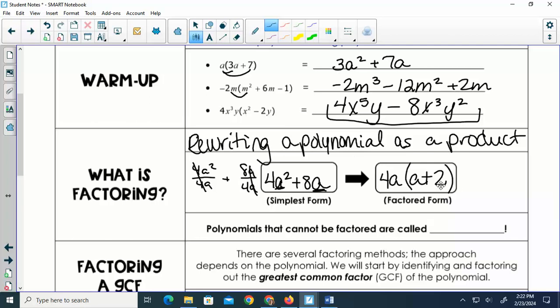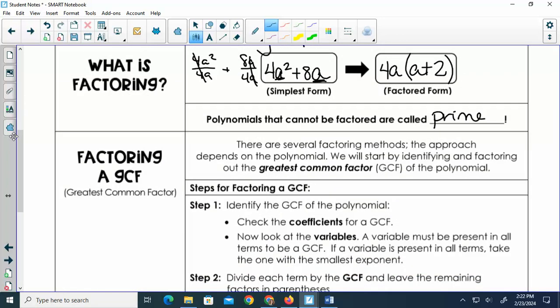Some things can't be factored, and in that case, we call it prime. So if there's something and they don't have anything in common, if we can't take anything out, we say prime. So there are a lot of different approaches we will learn for this. This is just our first day, and we are going to be spending quite a bit of time on it. The approach you will take will depend on the polynomial we have, whether it's a binomial, which means 2 terms, or a trinomial, which means 3 terms. So we have different approaches based on the number of terms.